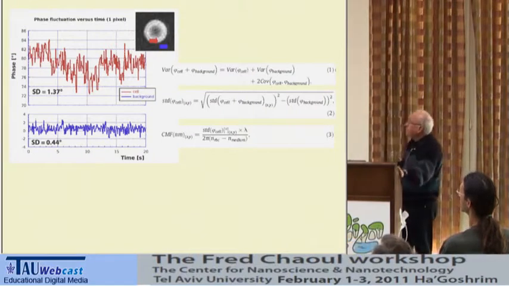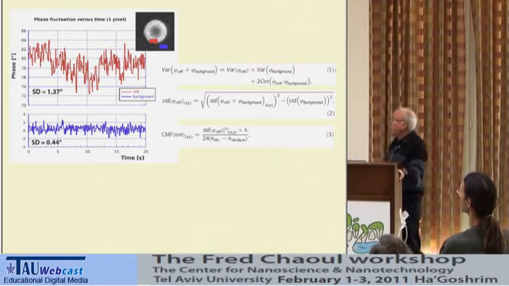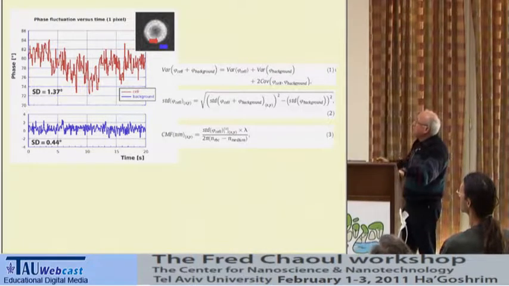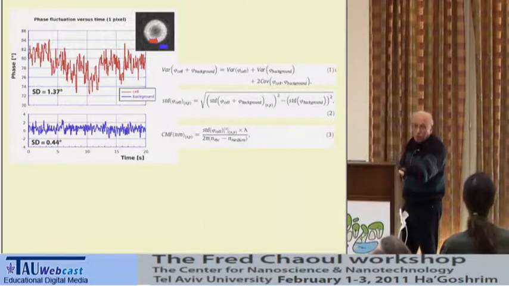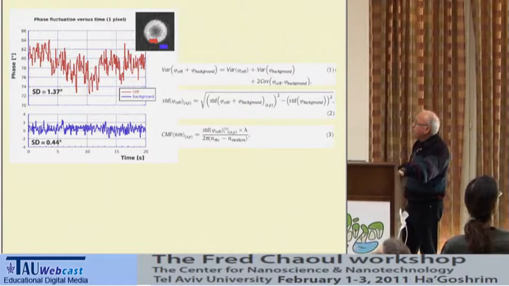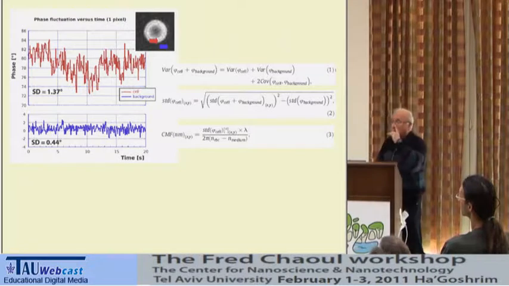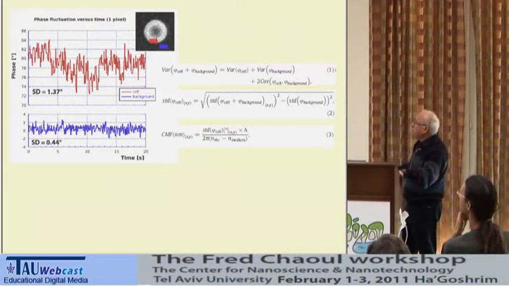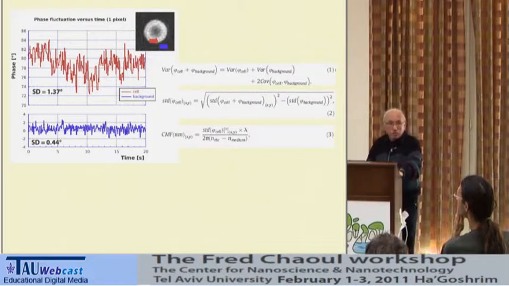If we take a single point on this phase and we record it as a function of time, this is a time series, and the blue is really the time series of the noise outside. We can isolate the fluctuation here, or the signal, from the noise. And the signal in absolute length, in nanometers, is really a function of the refractive index of the cell, that of the medium, and the wavelength that we use for detection.